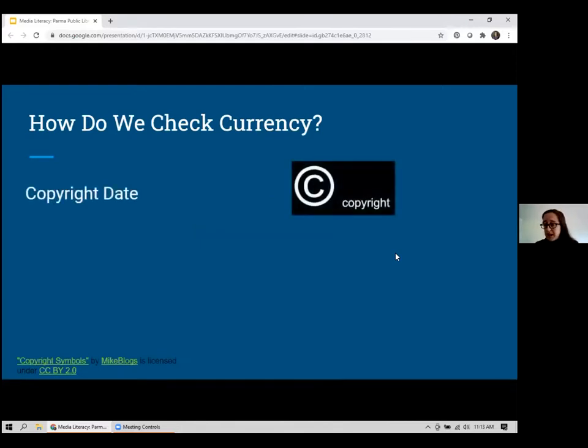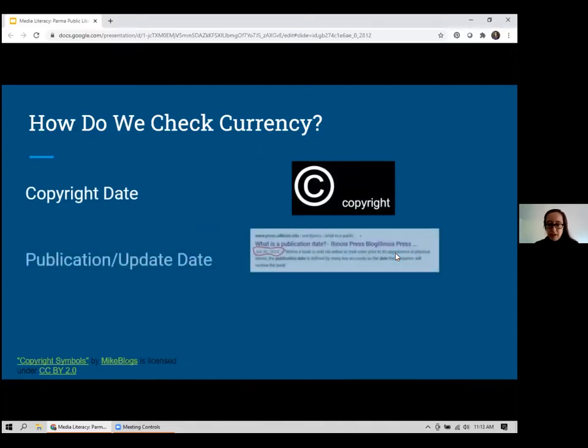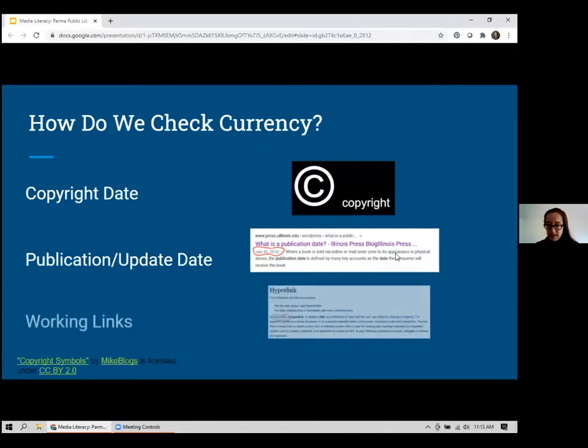We can check the copyright date. We can check in our search results, sometimes it will say a date right there. So you can skim your results and see that there's a publication or an update date. And then also having working links, because sometimes you'll find a website and if you click on a link and it doesn't go anywhere, that might be a clue that it's old because they haven't updated it in a while.